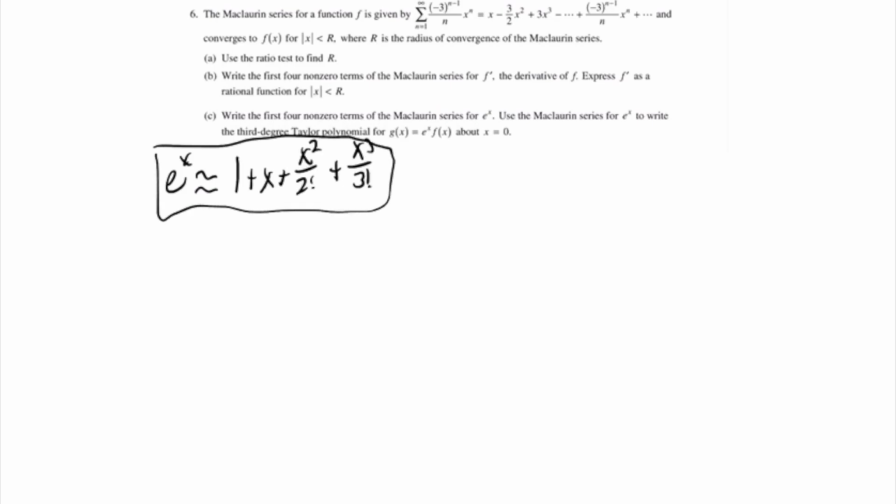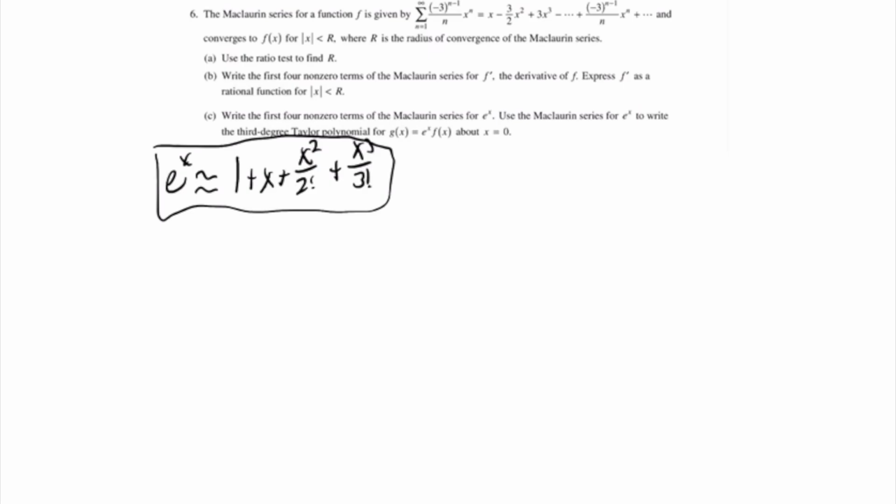For part C, we're asked to write the first 4 non-zero terms of the Maclaurin series for e to the x. You could solve this all out, but this is a Maclaurin series you should have memorized, which is, and once again, remembering to use the approximation symbol because this is only 4 terms, not the whole series. And then moving on to the next part of part C, we're asked to use the Maclaurin series for e to the x to write the 3rd degree Taylor polynomial for g of x is equal to e to the x times f of x about x is equal to 0.